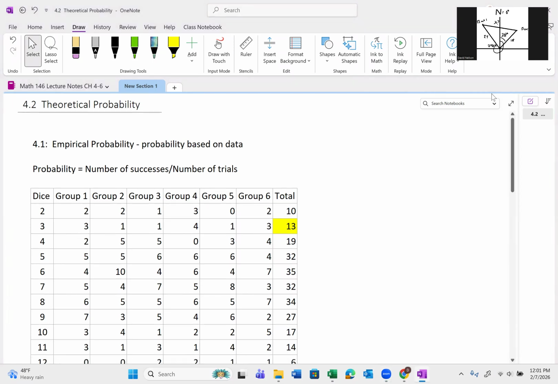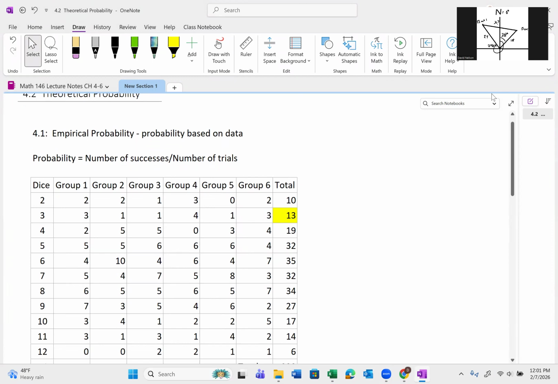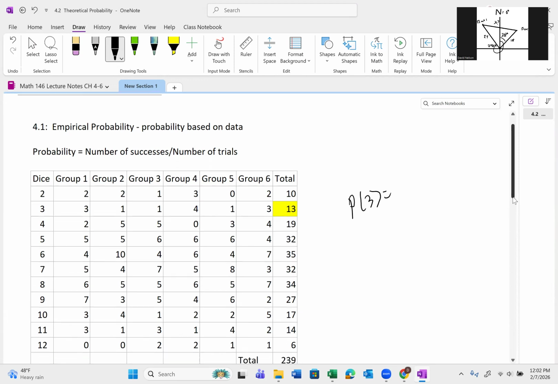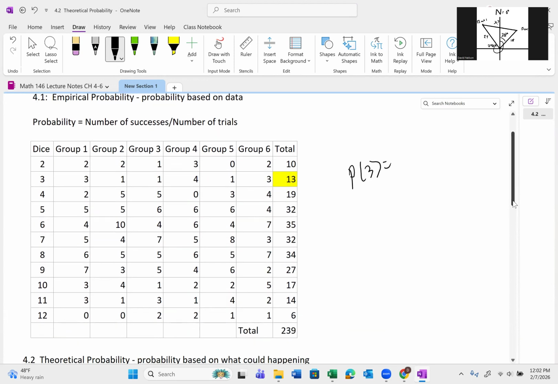We rolled the dice a number of times, and if we want something like, say, the probability of rolling a 3, we just rolled the dice a whole bunch of times. Collectively, we rolled the dice 239 times, and we had the 3 come up 13 times. So the probability of us rolling a 3 based on our trials would be 13 out of 239. It's the number of successes divided by the number of trials.